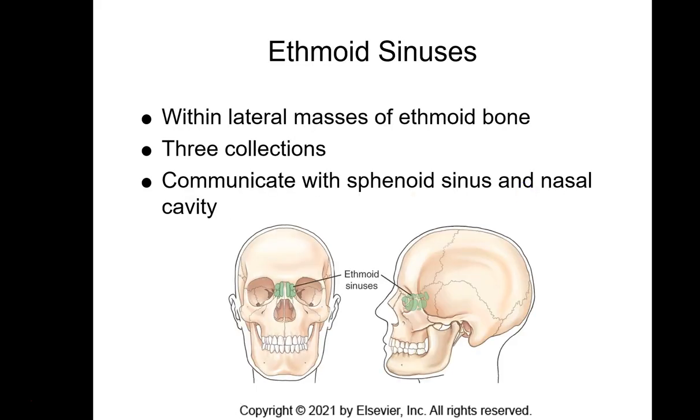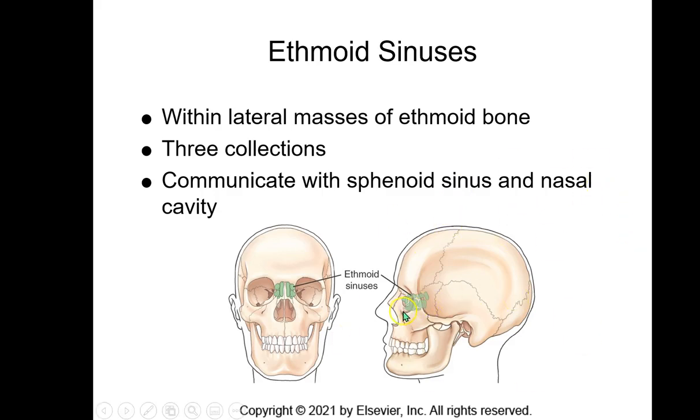Next, let's talk about the ethmoid sinuses. The ethmoid sinuses are contained within the lateral masses or labyrinths of the ethmoid bone. And of course, on our diagram here, they're depicted in green. These air cells are grouped into anterior, middle, and posterior collections, but they all intercommunicate. And when viewed from the side, the anterior ethmoid sinuses appear to fill the orbits.